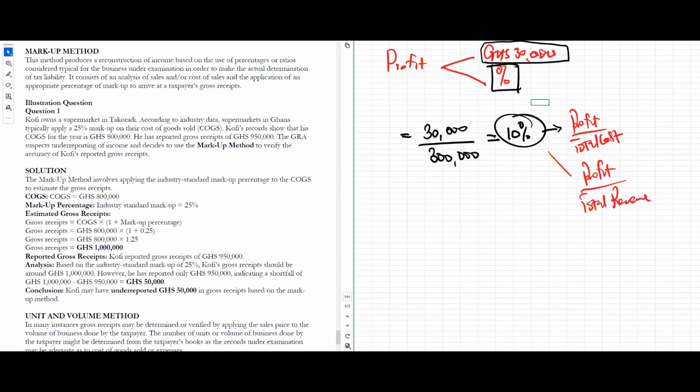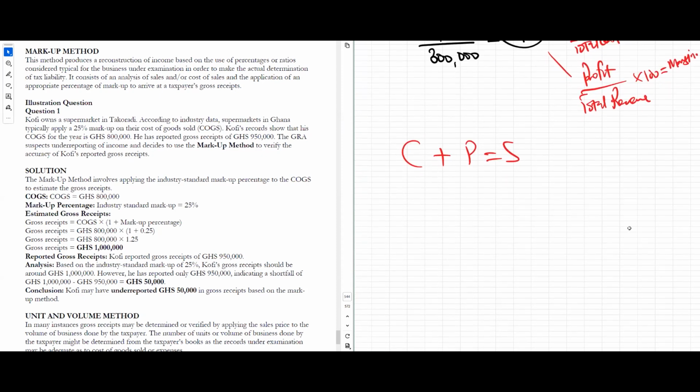Now, if profit is a percentage of total cost, we call it a markup. And if profit is a percentage of revenue or sales, we call it a margin. Does it make sense? So we have the profit equation that says cost plus profit is always equal to selling price or sales. Do you all agree?